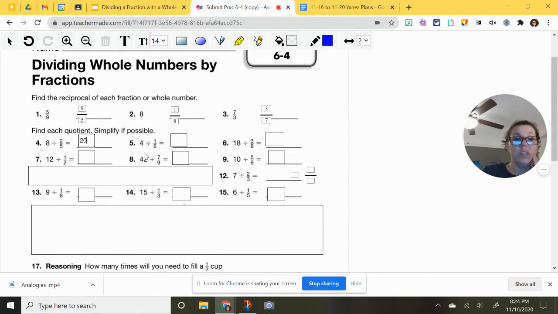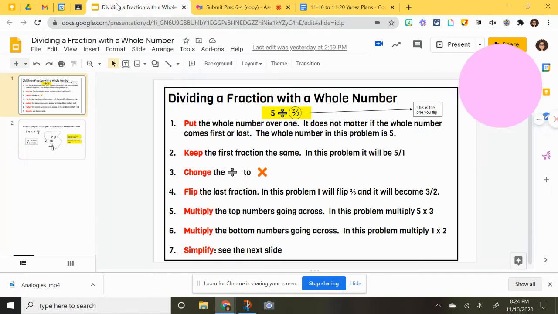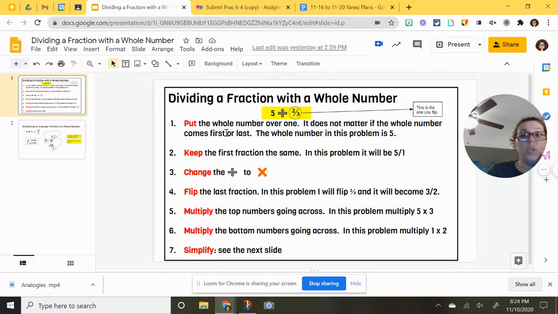So one more time, you put the whole number over a 1, change the dividing sign to a times, and you flip the last fraction, meaning whatever's on the bottom now comes to the top, and whatever was on the top goes to the bottom. You multiply the top numbers going across, you multiply the bottom numbers going across, and then you simplify.